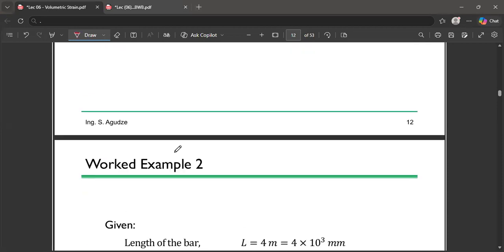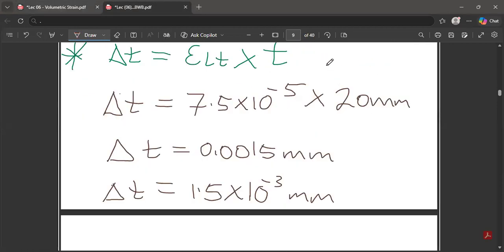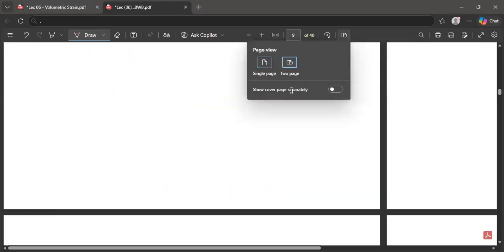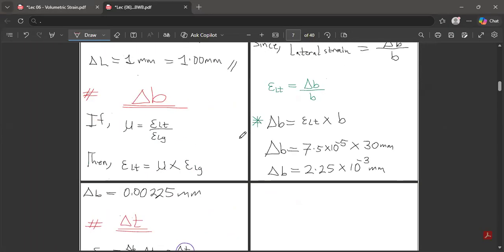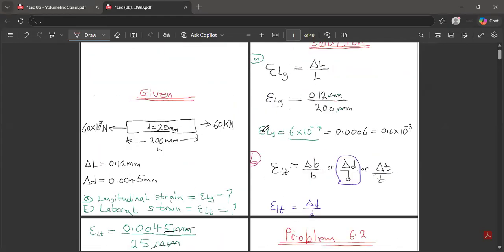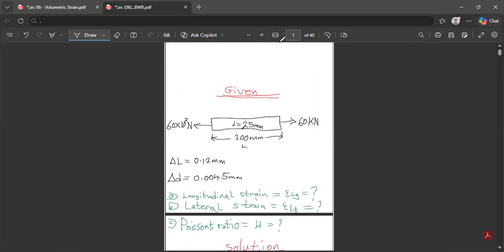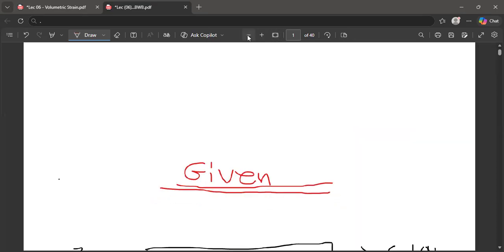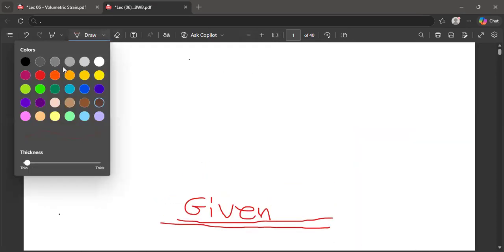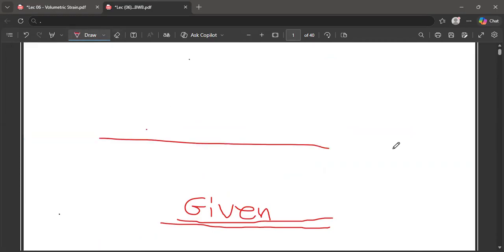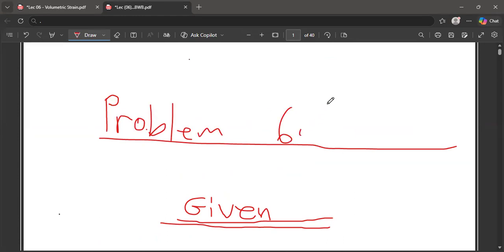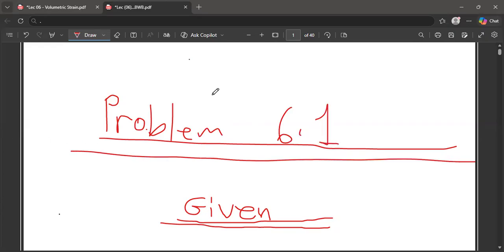Straight away from here, we are going to be looking at the volumetric strain. But before that, I want to quickly use 2 pages to show you a review of wherever we began to wherever we have gotten to. So for the first one, this was problem 6.1, which we solved so nicely, and that was the first thing we did.